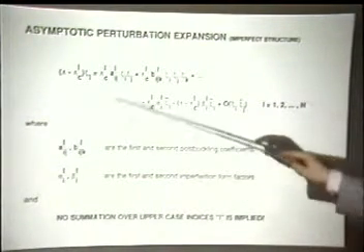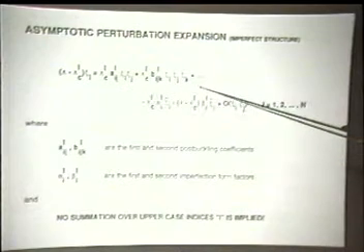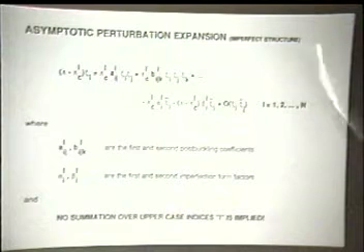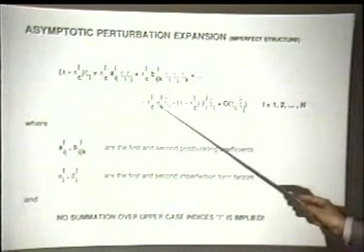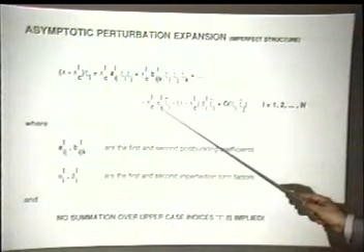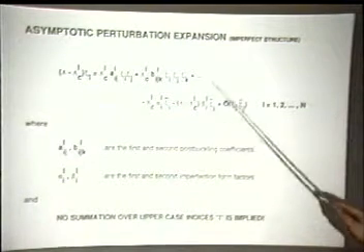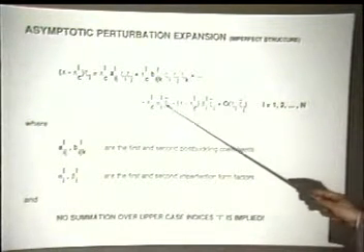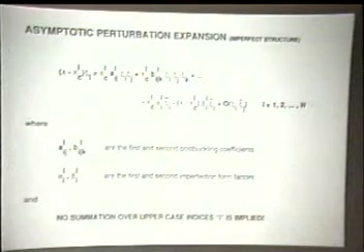Now, this was the expansion for the perfect structure, and this is what is added to it to account for the imperfect structure. Notice there comes in an alpha coefficient and there comes in a beta coefficient. These are the so-called first and second imperfection form factors. They take care of what happens. You can assume that the initial imperfection has precisely the shape of the buckling mode, then alpha and beta will be 1.